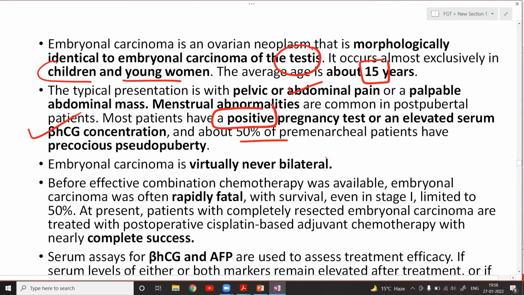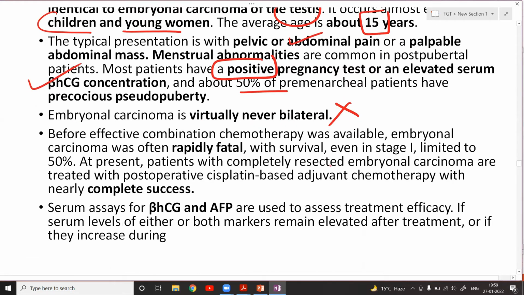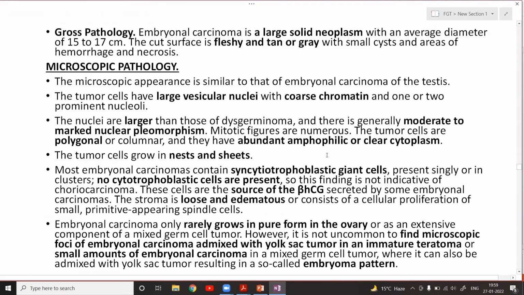Remember, any of the malignant germ cell tumors are never bilateral. Okay, they are always unilateral. Now, without chemotherapy, this tumor used to be rapidly fatal, but recent post-operative cisplatin-based chemotherapy is showing complete success. So the prognosis has improved a lot. Okay, so let us see the gross and microscopic picture.